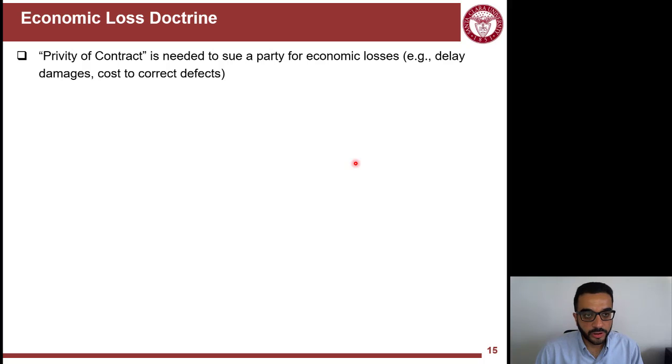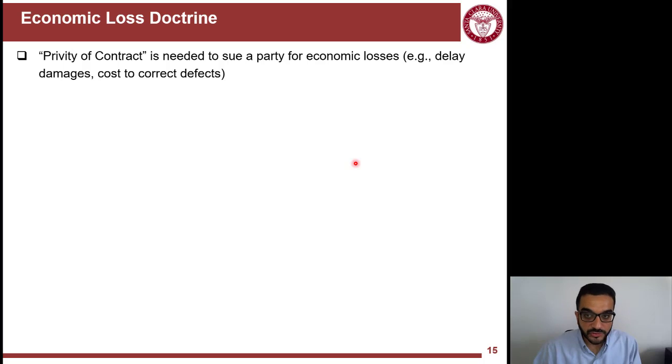Another thing we want to highlight about damages in contracts and recovering them is the economic loss doctrine, which requires privity of contract to sue a party for economic loss. If you're claiming that you were damaged because of this party, you have to have a visible, clear, formal relationship with the party. But it doesn't have to be documented in a contract, because a contractual relationship can be created without contracts.